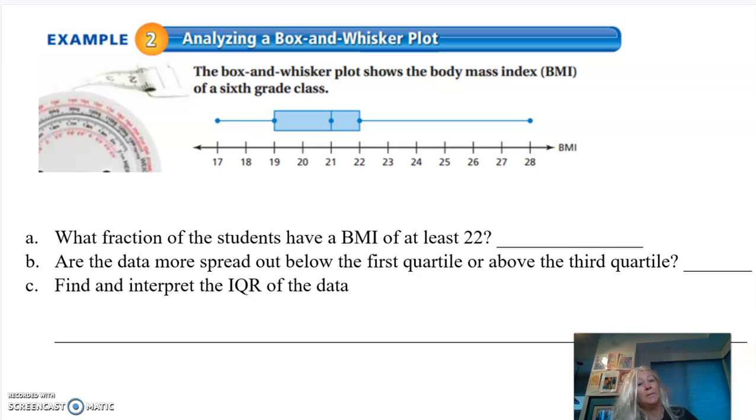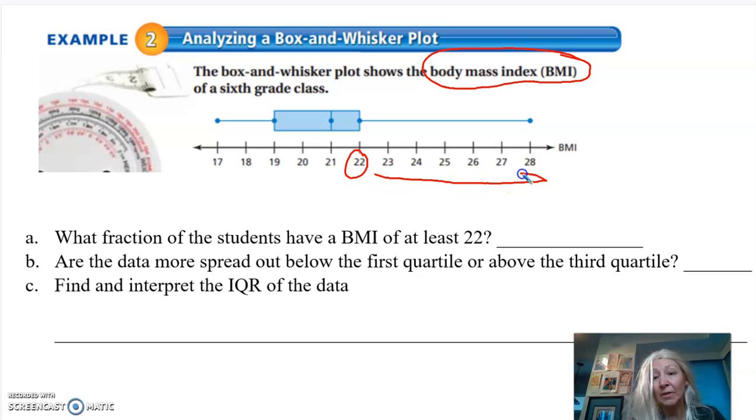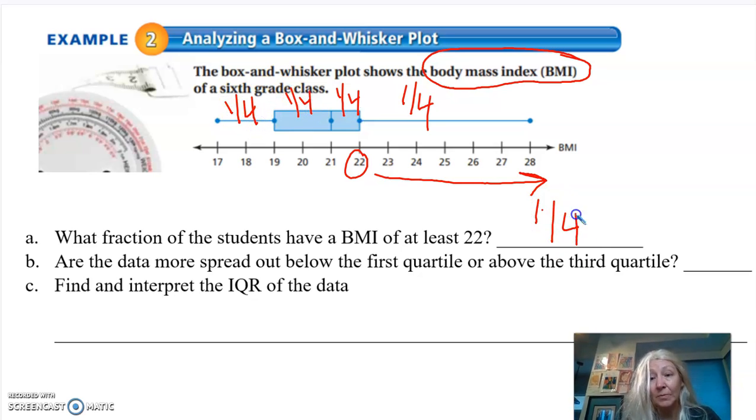We're going to analyze this box plot. This shows the BMI of a 6th grade class, and BMI is this calculation that they do to figure out if you're physically fit. What fraction of the students have a BMI of at least 22? Remember, at least 22 means it starts with 22 and includes all of the numbers in this direction. It could be bigger than that. So it's just this one whisker that includes all of the numbers from 22 up to 28. This is 1/4 of the data set because each of these little sections stands for 1/4 of the data set. So the fraction is 1/4.